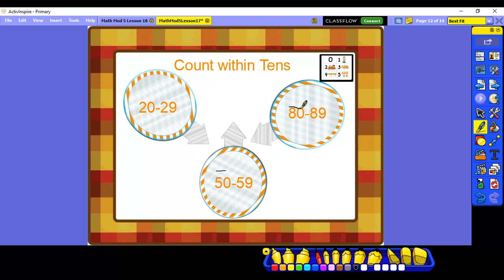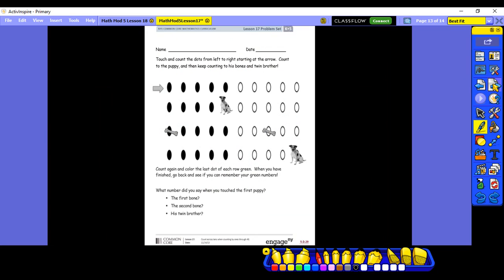Now let's start at 80. What's one more than 80? 81. Good job. Let's count to 89. Ready, go. 80, 81, 82, 83, 84, 85, 86, 87, 88, 89. Great job counting within your tens.